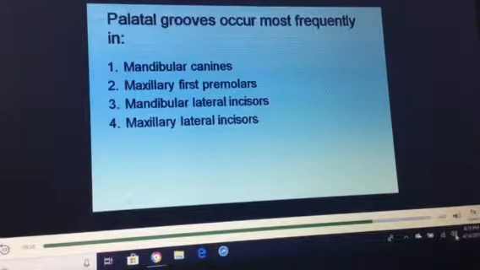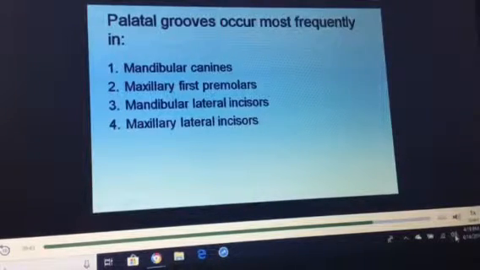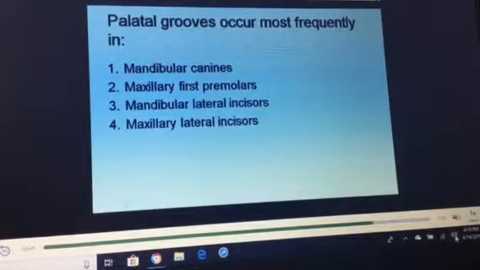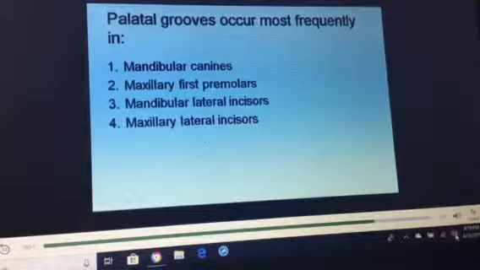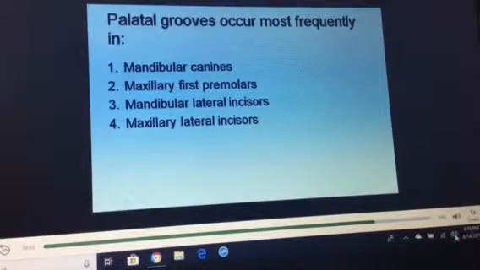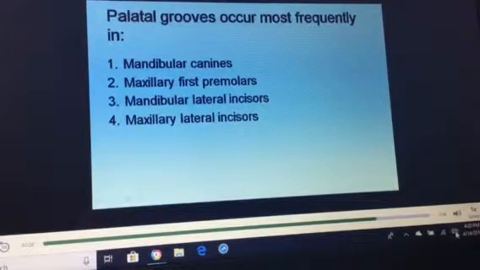Are you ready? Yes? Palatal grooves occur most frequently in: mandibular canines, maxillary first premolars, mandibular lateral incisors, maxillary lateral incisors. Palatal groove. Oh, it's saying palatal groove. So which one? Oh, it's still going.